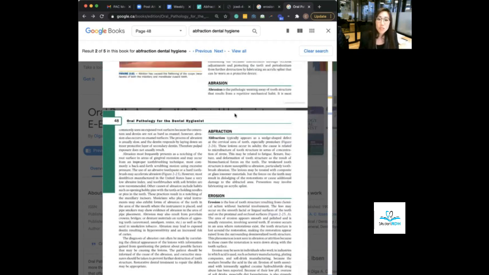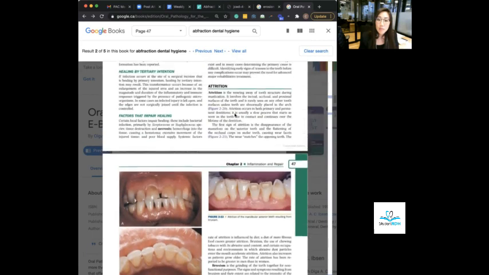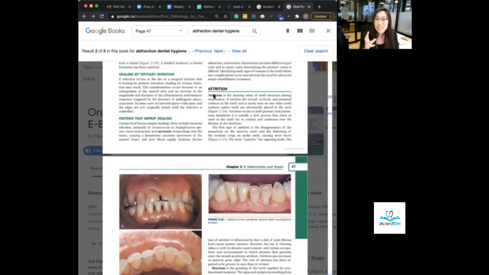So let's look first at attrition. Attrition is tooth to tooth, such as bruxism. When you're grinding your teeth, the surface is going to become flat. The first sign of attrition is, obviously when they're new teeth, you have those things called the mamelons. Those are the little structures on top of the tooth, and they're going to start wearing off. So that is the first sign of attrition.